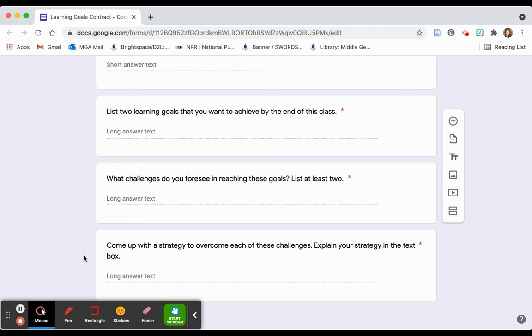These last three, I want you to spend probably the most time on in this contract. And these are sort of the core of what I was talking about earlier, when they've done studies that if you plan ahead of time, if you envision yourself achieving these goals, if you think beforehand about the challenges you'll see and come up with ways to overcome those challenges, you're more likely to succeed in a class and a semester.